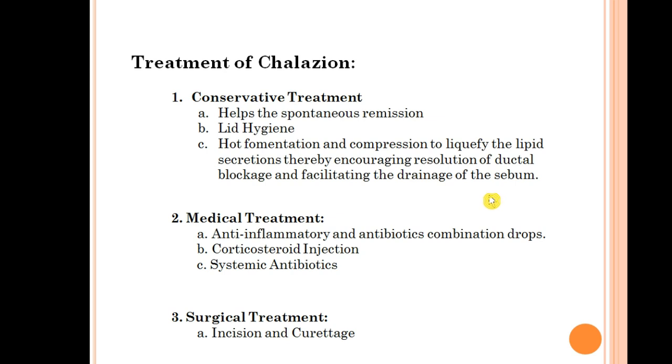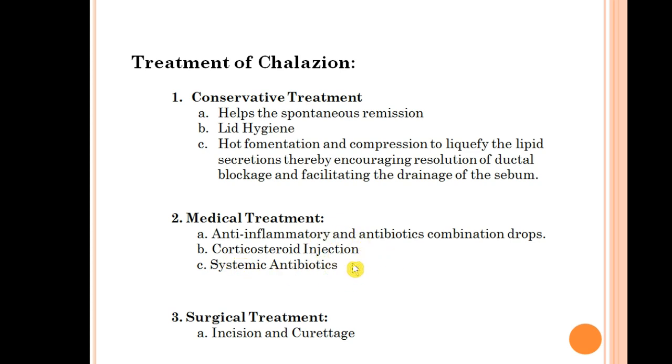And if that doesn't help, then you have the medical treatment. Anti-inflammatory and antibiotic combination drops are usually applied topically, and this is used because any collection of this sebum has a higher probability of getting infected. So the antibiotic drops are given, and the anti-inflammatory drops are also given to prevent conjunctivitis or any other inflammation around.